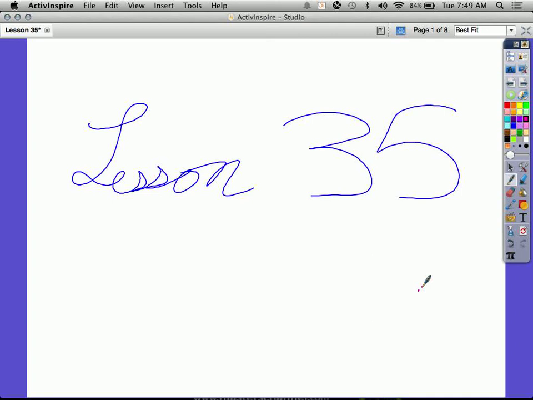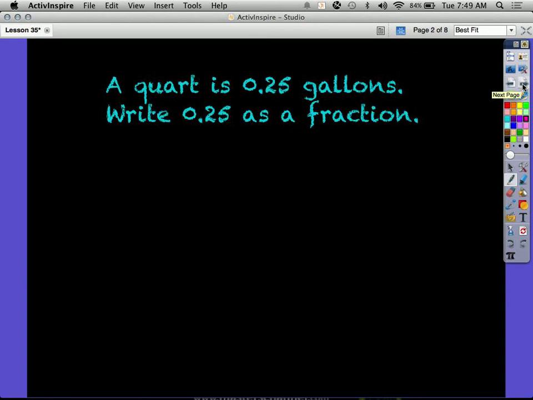35, we're going to talk about writing decimal numbers as fractions, as well as reading and writing decimal numbers. So the first problem says a quart is 25 hundredths gallons. Write 25 hundredths as a fraction. It's very easy to write decimals as fractions.